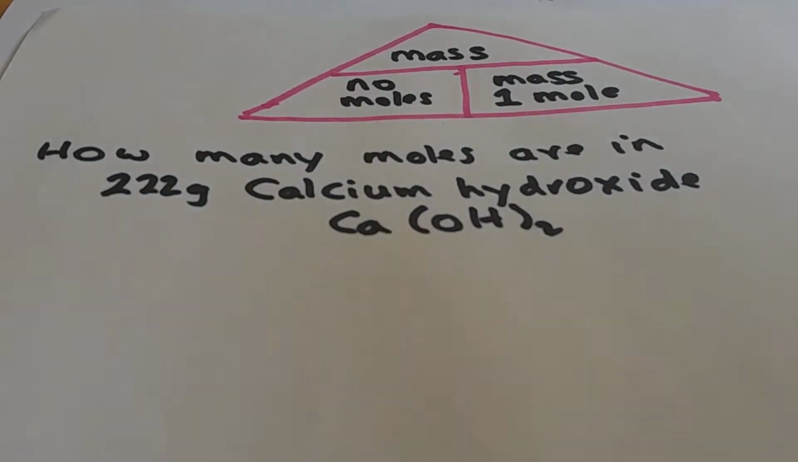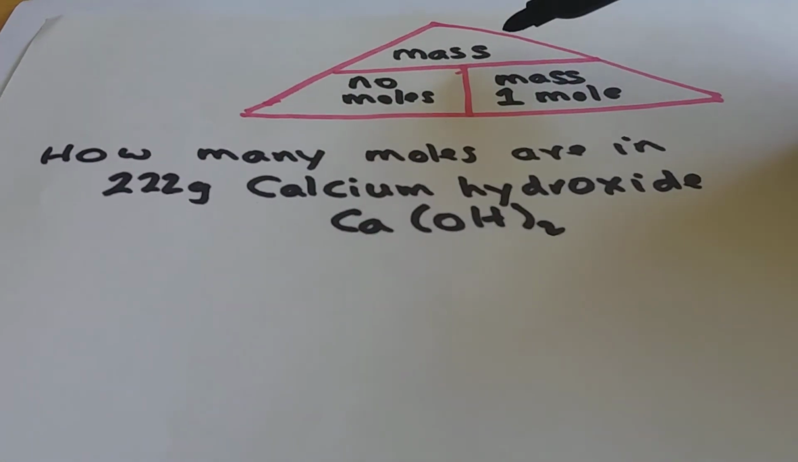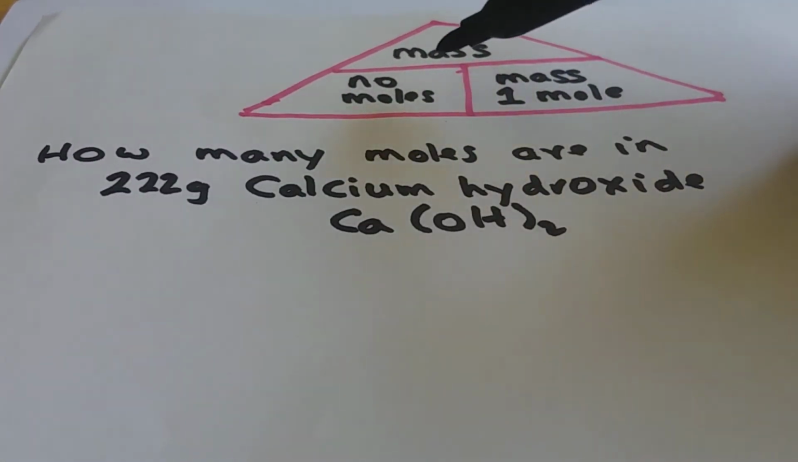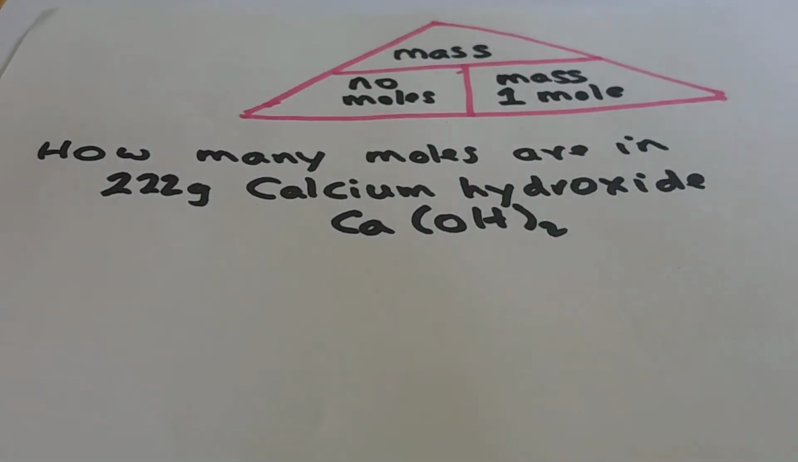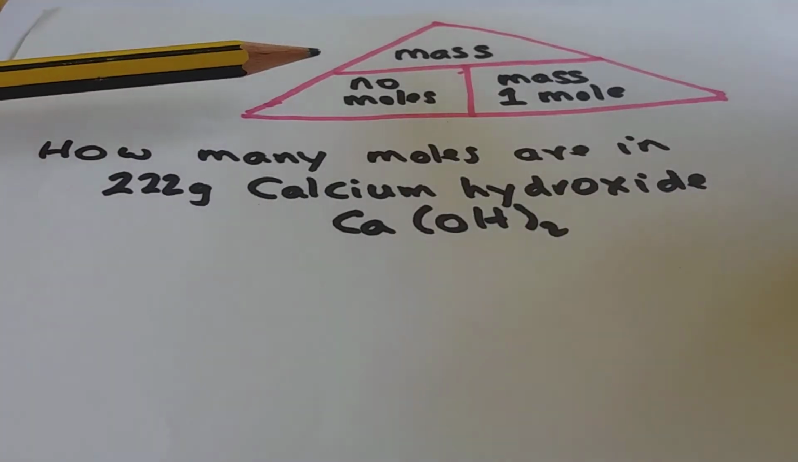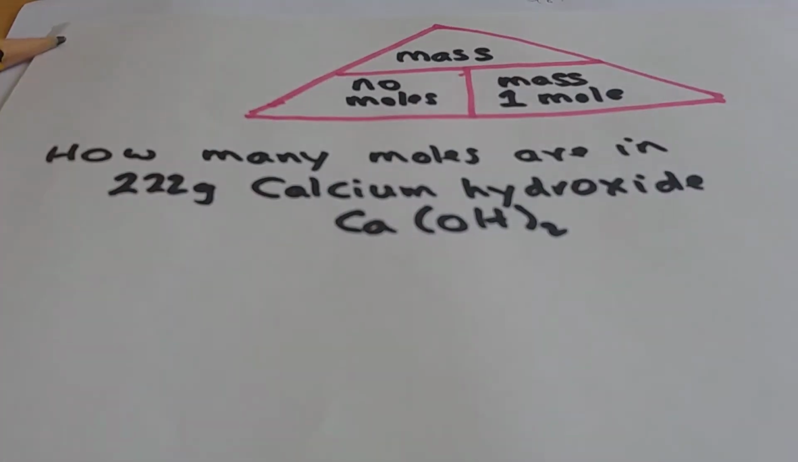So, again, the number of moles equals the mass divided by the mass of 1 mole. Now, in this next one, they're asking you how many moles do we have? So the number of moles will equal the mass divided by the mass of 1 mole.